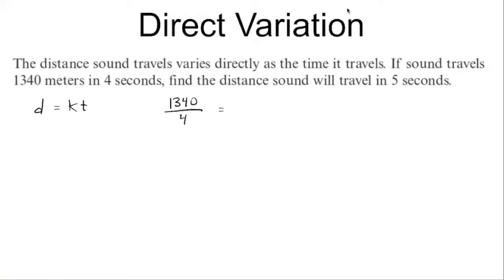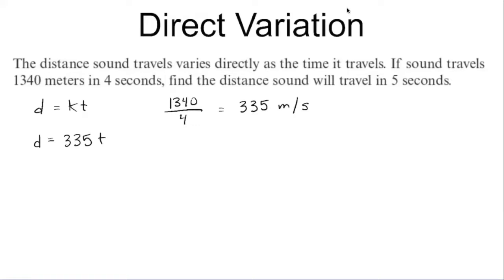So we can say that if we were to divide this, we would get a result of 335 meters per second. That's our proportionality constant. So then we can say that D is equal to 335 times T.